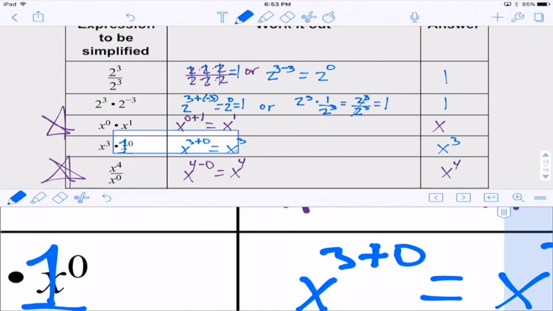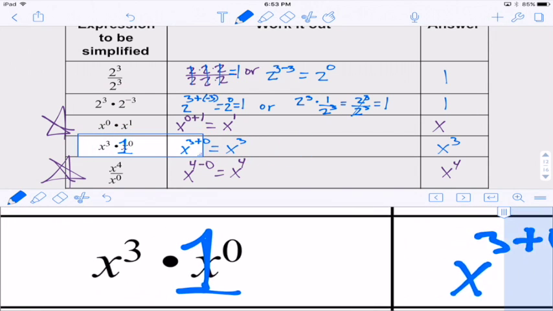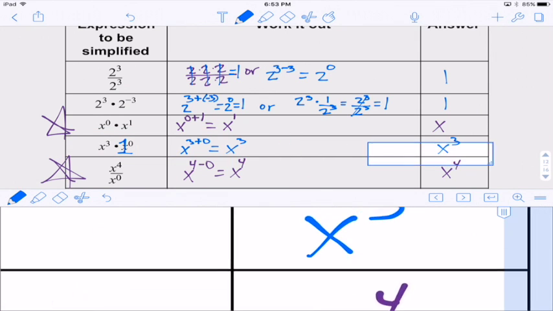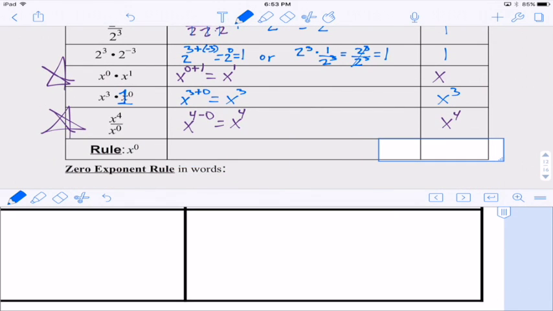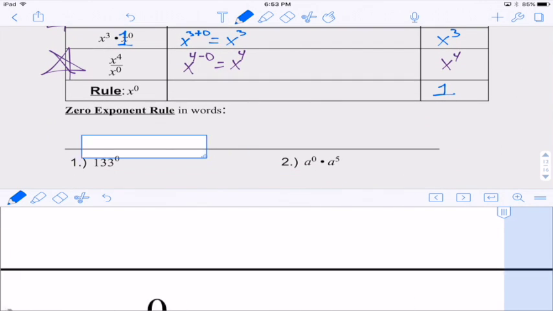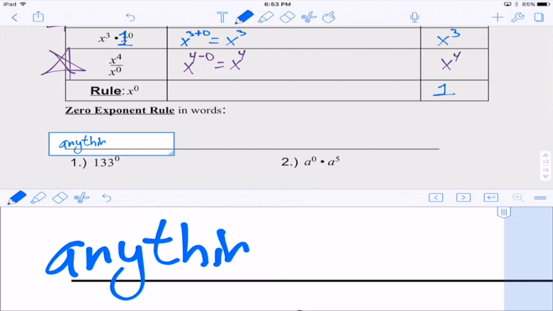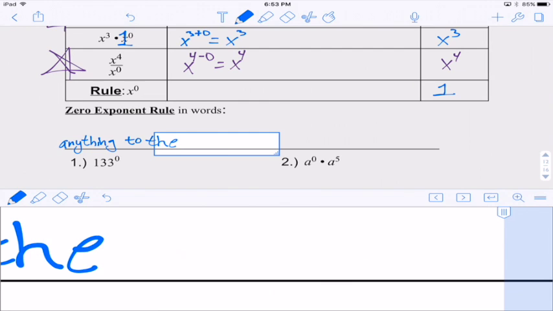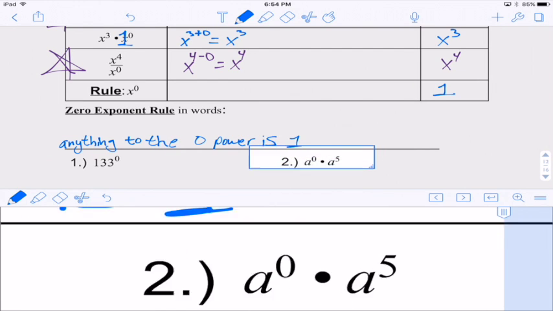I did x to the 3 plus 0, which gave me x cubed. And I realized that multiplying by the 0 power is like multiplying by 1. So that gave me x cubed. So really, this x to the 0 is 1. So in words, anything to the 0 power is 1.